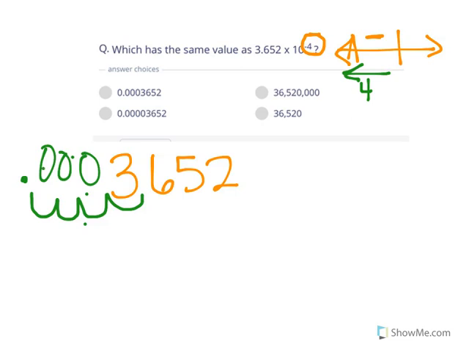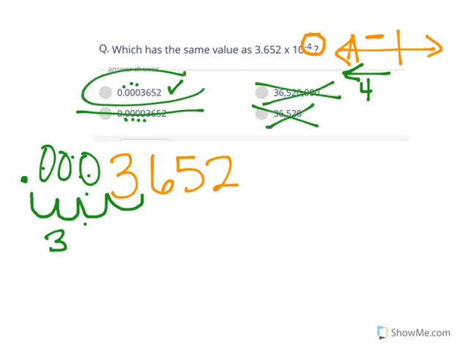So I have 1, 2, 3 zeros. So 1, 2, 3, 3, 6, 5, 2. So that's a check. 1, 2, 3, 4. Nope. Hold on, those are too big. So that gives me, this is my answer.